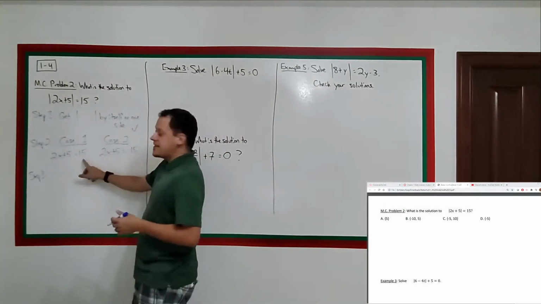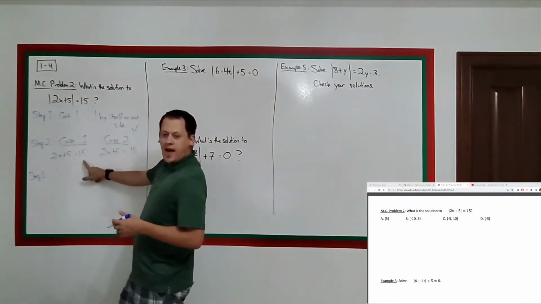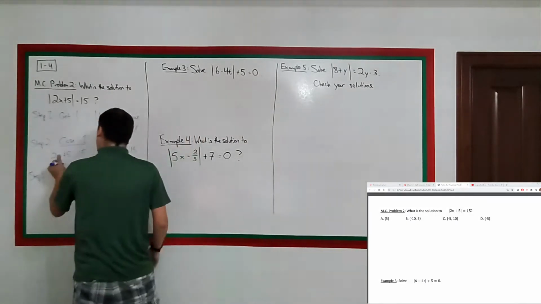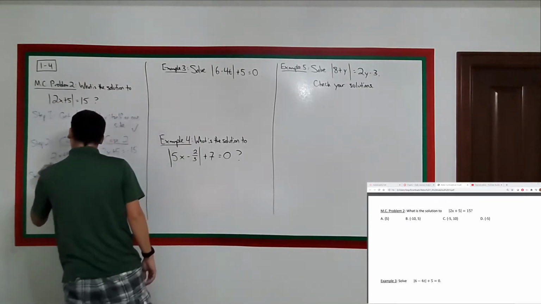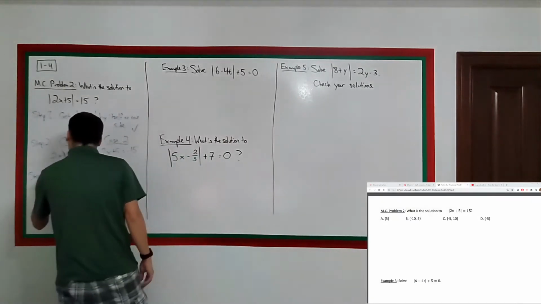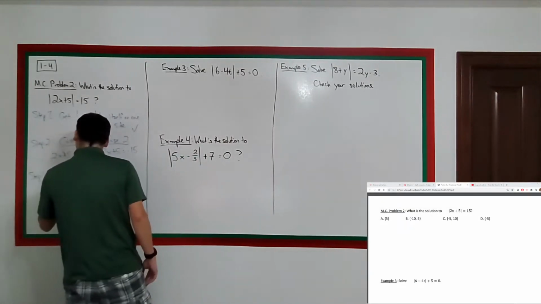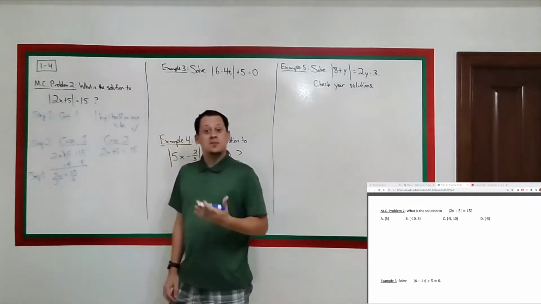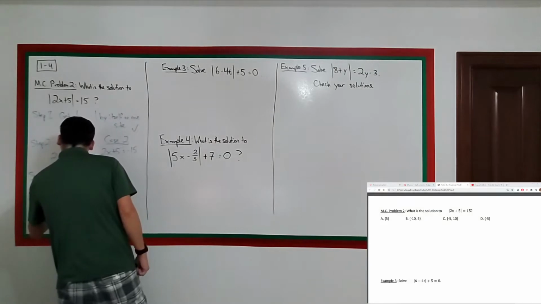So, to get the x by itself in the case 1 equation, let's move that 5 over first. Since it's a plus 5, we subtract 5 from both sides. The 5's are going to cancel out. That'll give us 2x equals 10. Divide both sides by 2 to get the x by itself, and we get x equals 5.